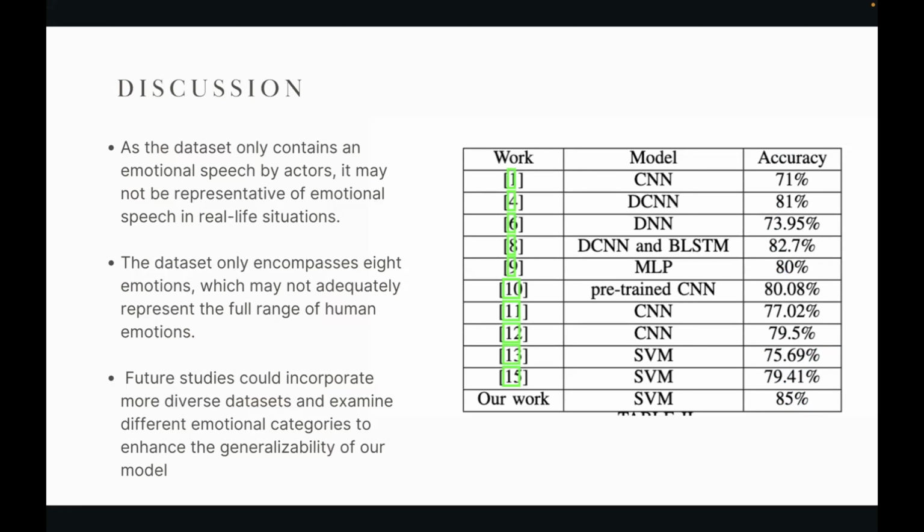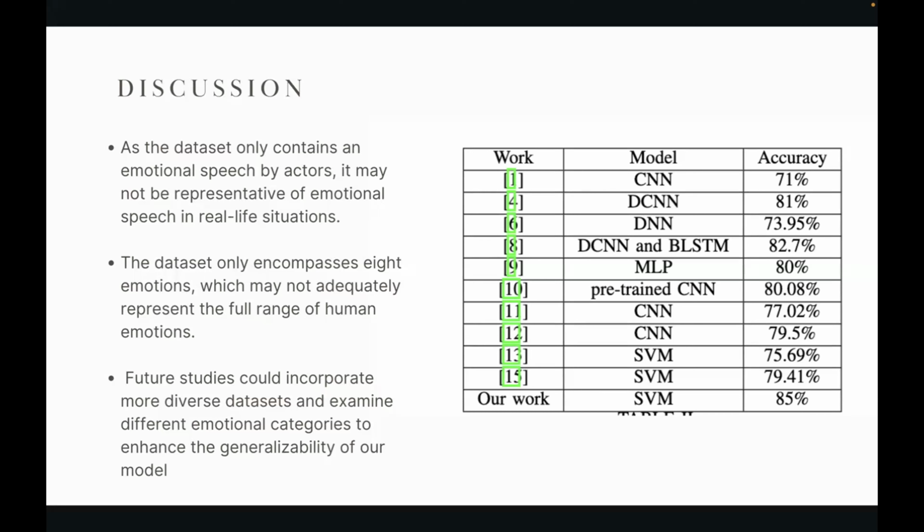Our study also has a few limitations. While it achieved promising results, there is room for improvement and future directions. For example, our data set only contains emotional speech by actors, which might not be representative of emotional speech in real life. Also, the data set has only 8 emotions, which might not be representative of the full range of human emotions. And the data set was mainly in English, so maybe we have to check other languages.